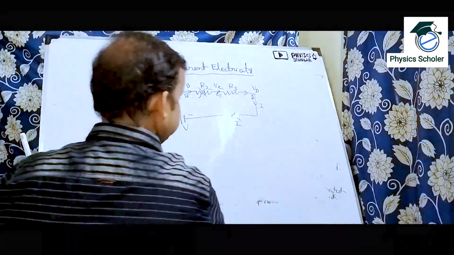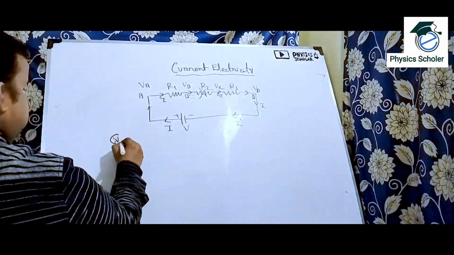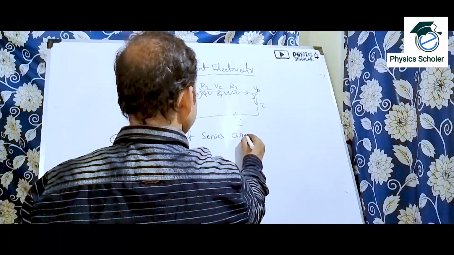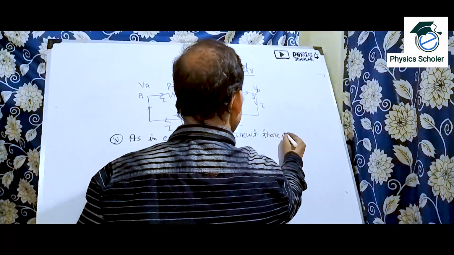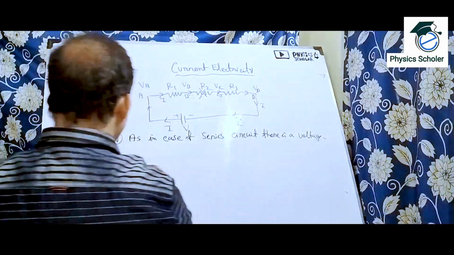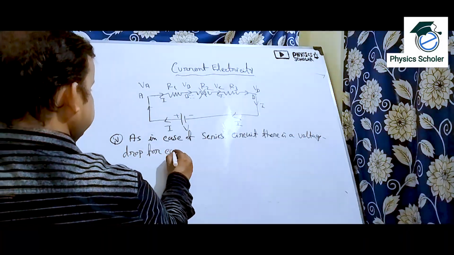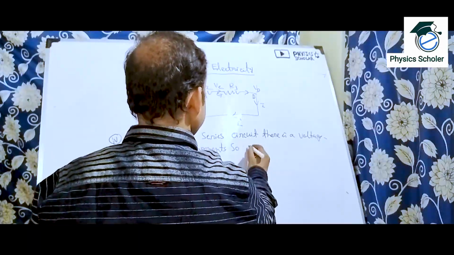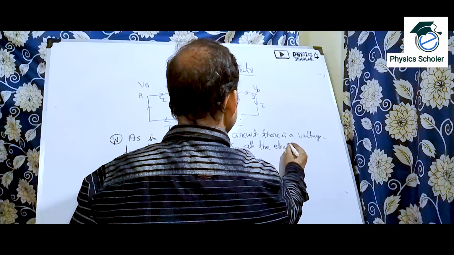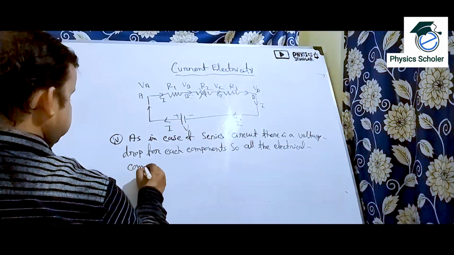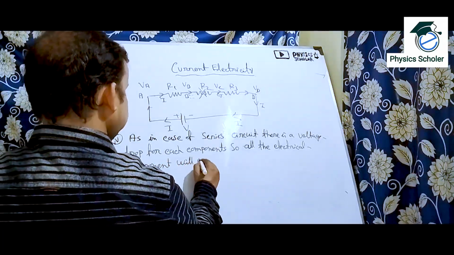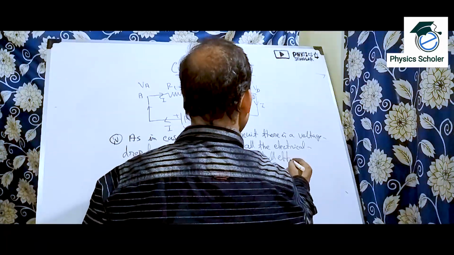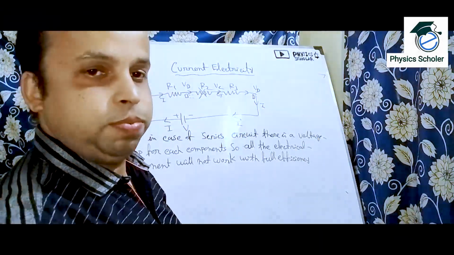Another point, that is the last point. What is that? As in the case of a series circuit there is a voltage drop for each component, all the electrical components will not work with full efficiency. Okay, so this is another drawback of the series circuit.